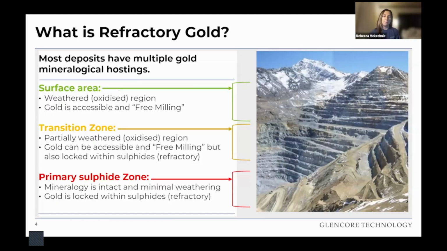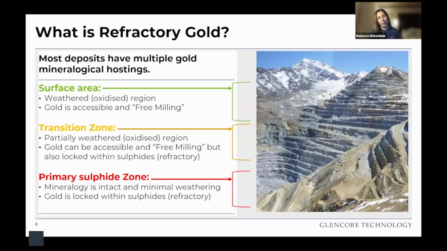So at a high level, all deposits are made up of different layers of varying mineralogy, and these layers exhibit quite different behaviors in terms of their response to the processing options available to treat them. Due to the exposure to elements, the topmost layer towards the surface is dominated by weathered oxidized materials. So the gold contained within this layer is usually quite amenable to direct cyanidation, and as a result, processing this part of the ore body is relatively easy. It comprises a simple circuit, and we'd often refer to this as free milling.